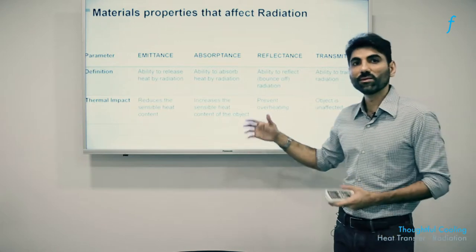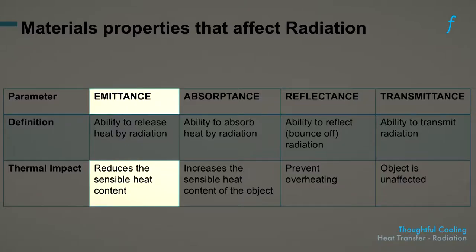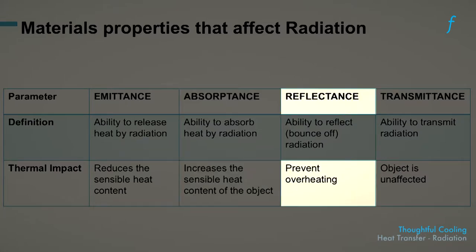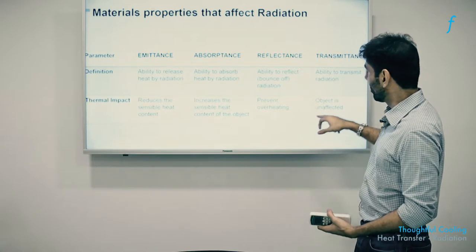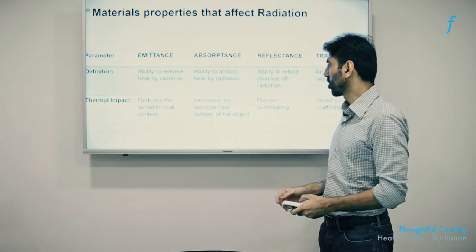What are the consequences of these different parts of the radiation phenomenon? Emittance improves the passive component of design, which means it reduces the sensible heat that the building is gaining. Absorptance worsens it, so you'd want less of it. Reflectance is good in the sense that it prevents overheating of the building. Transmittance, the object itself, which is in this case the glass surface itself, remains largely unaffected because it is just becoming a conduit for the heat energy to go through. Nonetheless, it does lead to the temperature rise of the objects, the furniture, the people inside the occupied space.